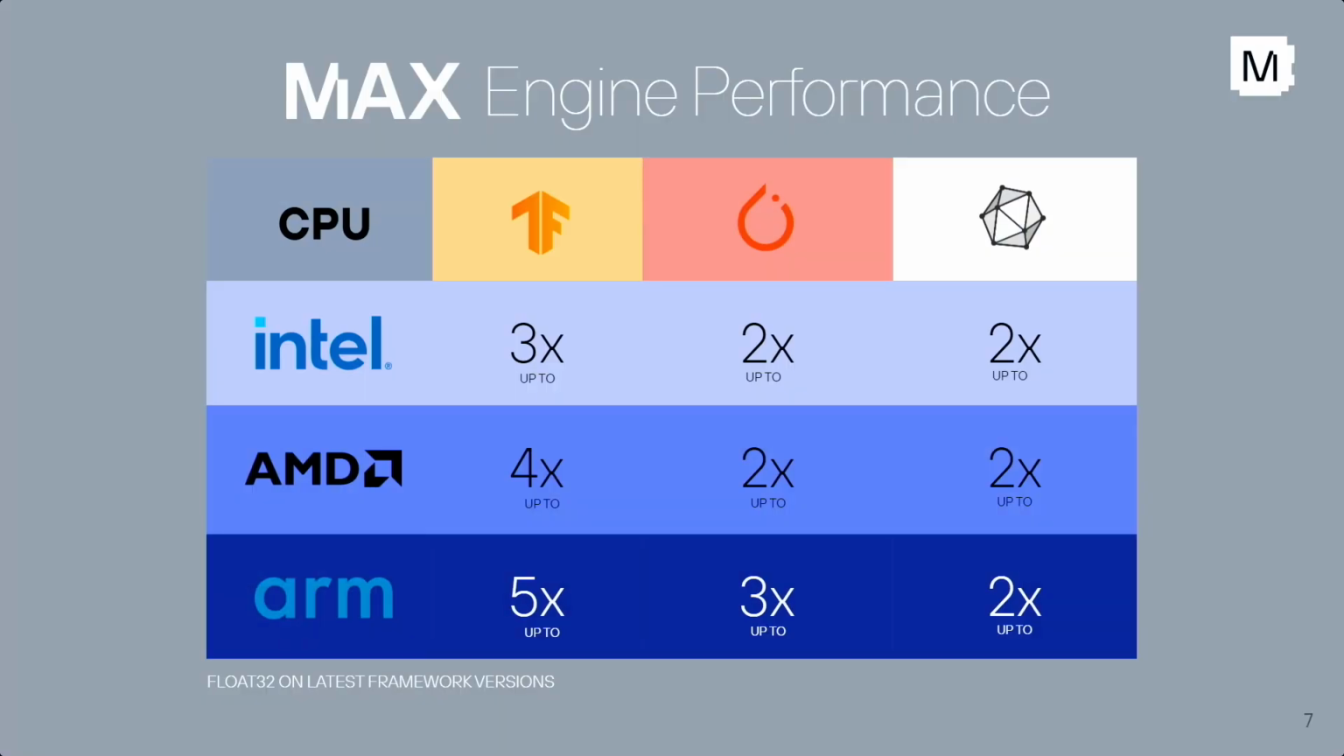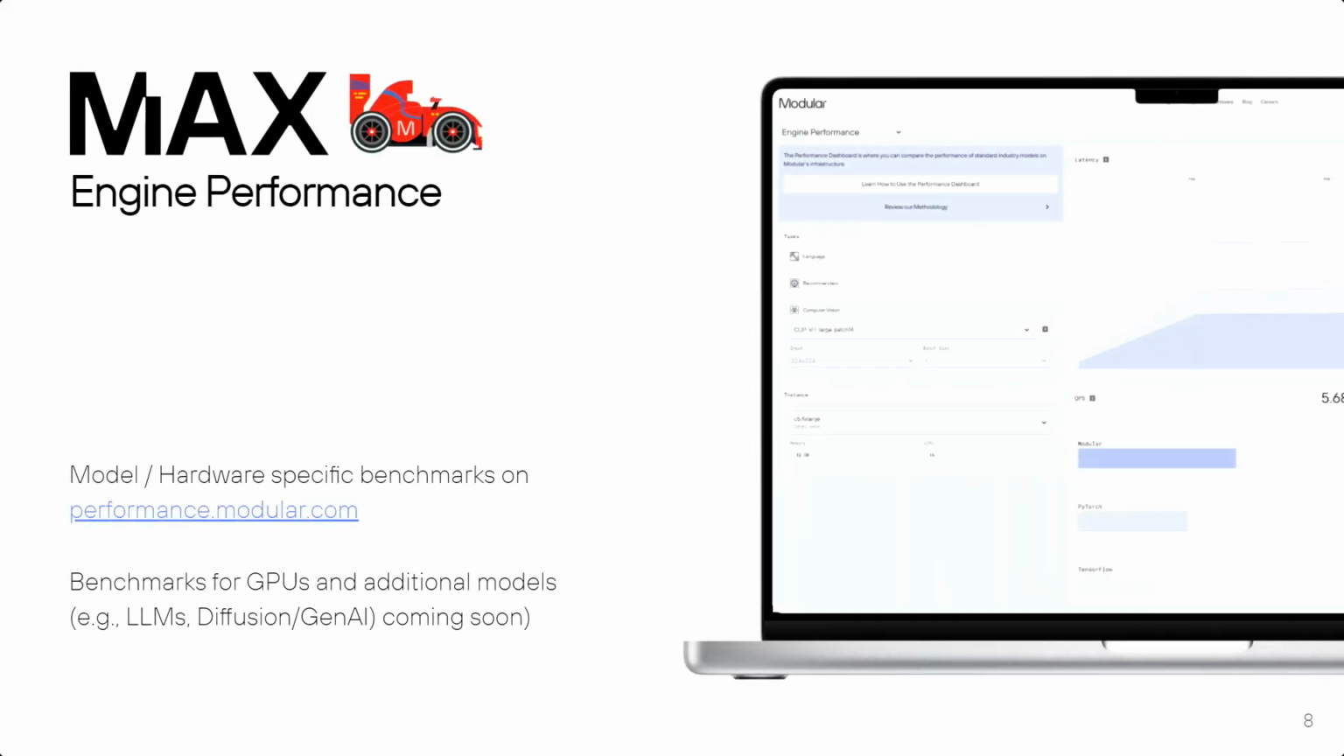It also comes with an instant boost in performance, adding compute multipliers to your AI workloads across different frameworks and hardware types. Again, all with zero migration cost. You can get more details on the engine's performance at performance.modular.com. Additional benchmarks for GPUs and Gen AI models are coming soon.